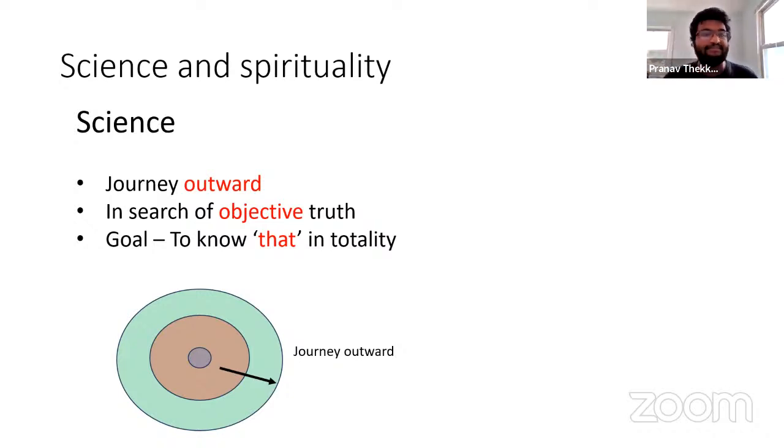So when such a person, who is in search of this objective truth, is running towards this goal of trying to know what is out there in totality, that is the journey that a person takes through science. So a person journeys outwards, and a person is in search of objective truth, and the goal over here is to know that, which I termed, in totality.